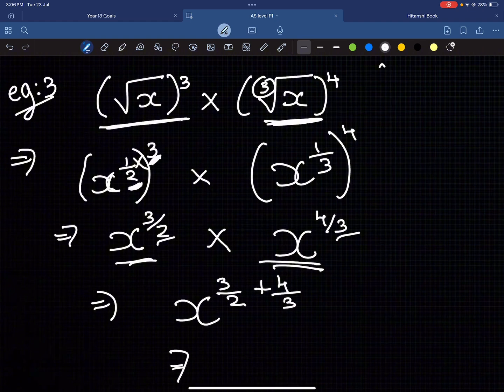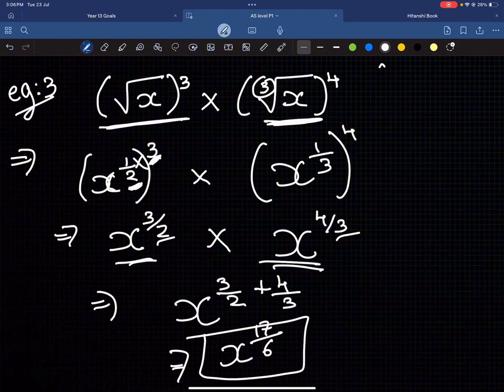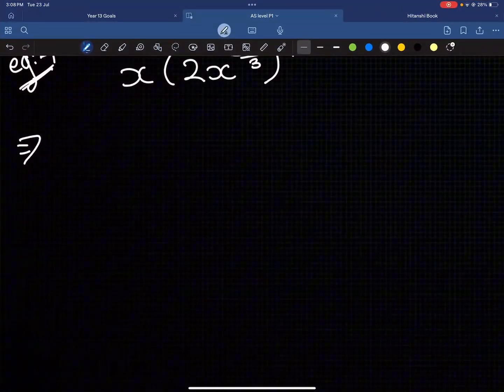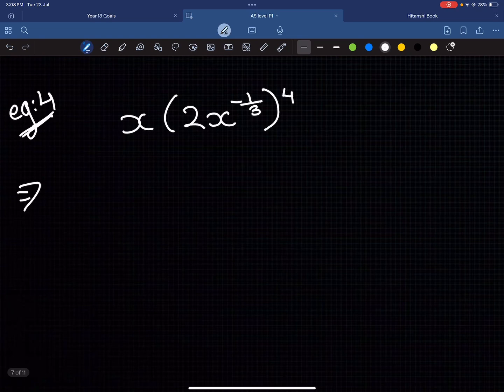So I'll take a minute and I'll put that into my calculator and see what we get. So we have 3 by 2 plus 4 by 3, and that gives me x raised to the 17 over 6, and this will be the final answer. For the last example that I have over here, again, this is very similar to the previous example that we just did, except for the fact that it looks way more terrifying.